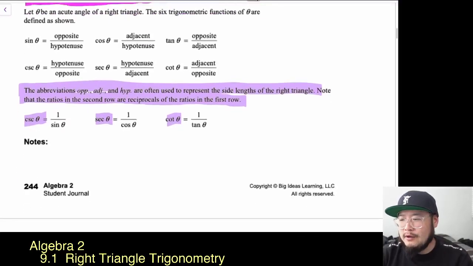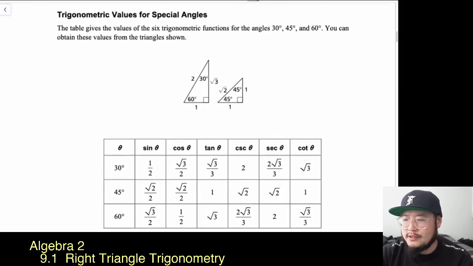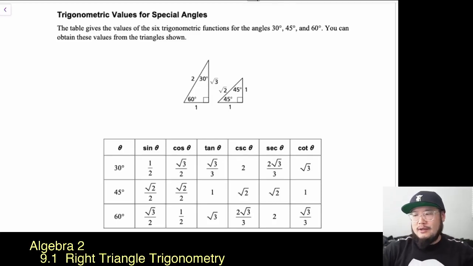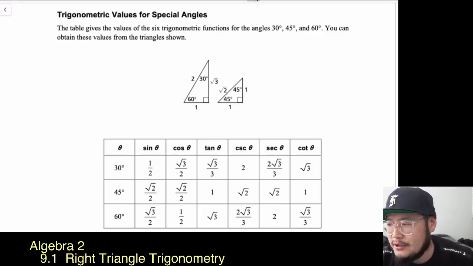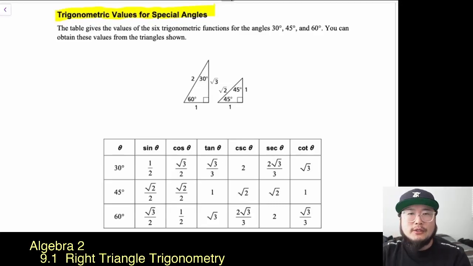There's a lot going on in this section that is a refresh, or a repeat from geometry. That first one, we've got our trig ratios down. Now in this next piece, the trig values of special angles. If you recall, we have two special right triangles that we deal with in geometry and trigonometry.